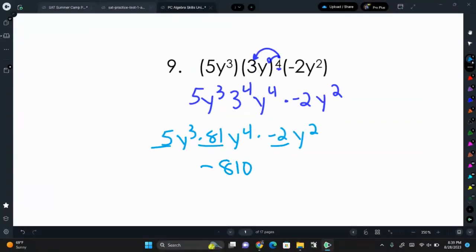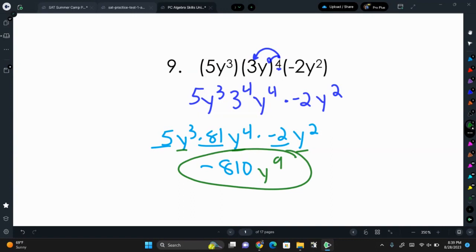For multiplying the numbers, and then y, 3 plus 4 plus 2 is going to give us 9. So our final answer is negative 810y to the 9th. Right, so like I said, this should have been a little bit of a review. Just, as you're doing things, hopefully you're like, oh yeah, I remember this. We talked about this last year. It didn't make a lot of sense last year, but maybe now this cleared those misconceptions up.